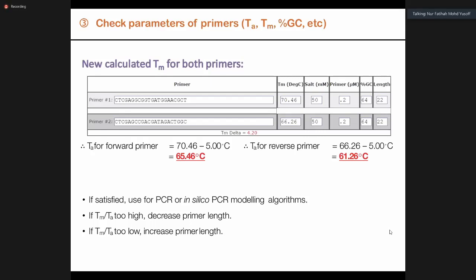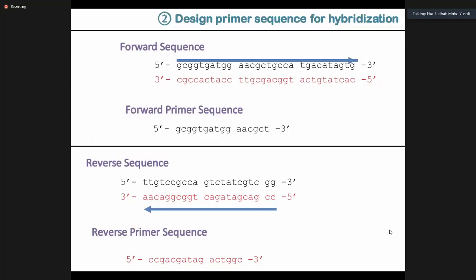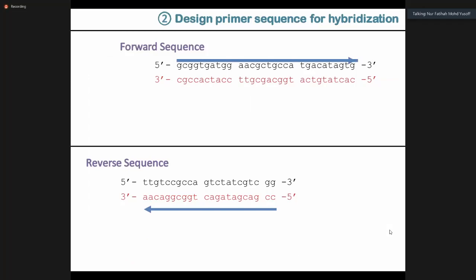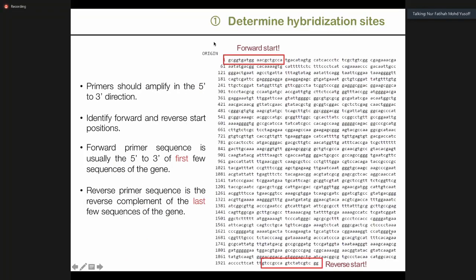My question is, can you design your primers manually by looking at the template sequence? For example, you don't have access to the programs. Can you design the primers based on the template sequence only? Yes, I think so. We can design it manually. Yes, you can design it manually, but you still need to validate the primer that you design, whether it is okay or not. All right. Thank you, Muhammad.